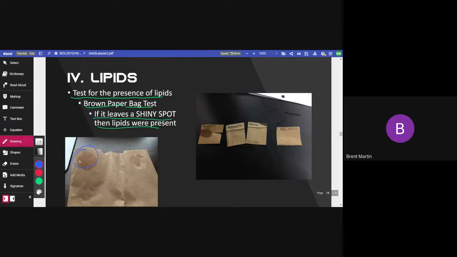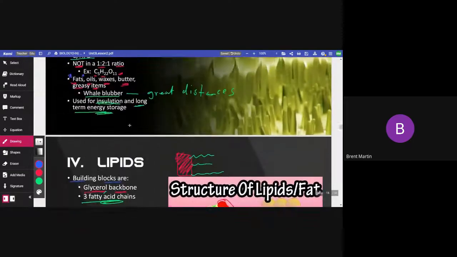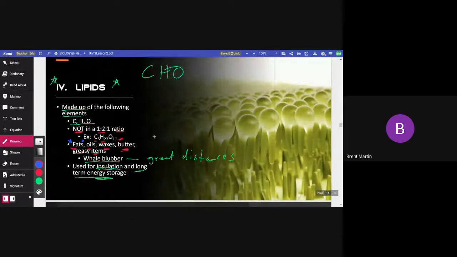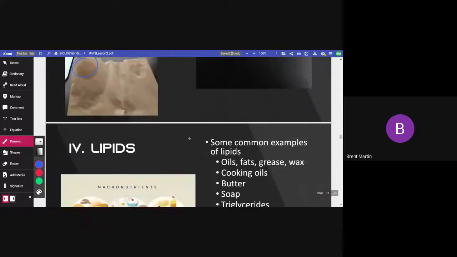Many of y'all have probably had potato chips or pizza on top of something that was brown, like a cardboard or whatever, before, and it left the shiny spot. All that means is that most likely it was cooked with fats, oils, things like that. Does that make sense? So greasy things are going to leave that greasy spot. That tells you it's a lipid.